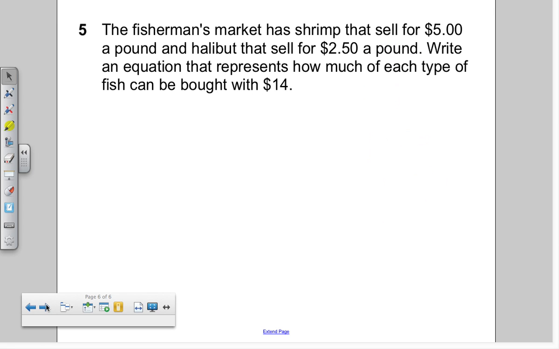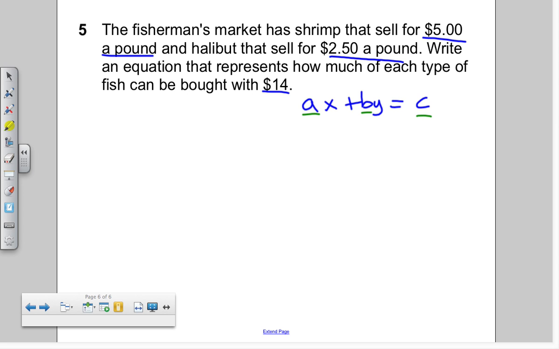And finally, number 5. This is a problem where the equation is going to be best written in standard form because we have 2 rates in the problem, 2 rates of change, $5 a pound for shrimp and $2.50 a pound for halibut. And we have a total in here. So what we're going to do is put the 2 rates in for A and B and the total in for C.